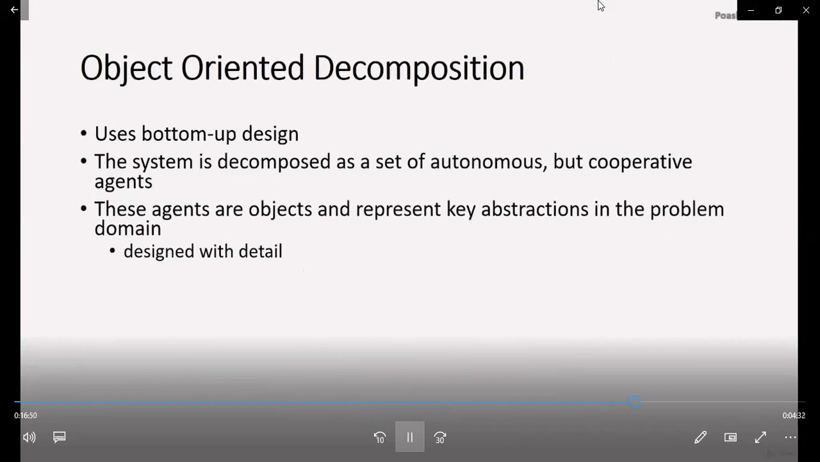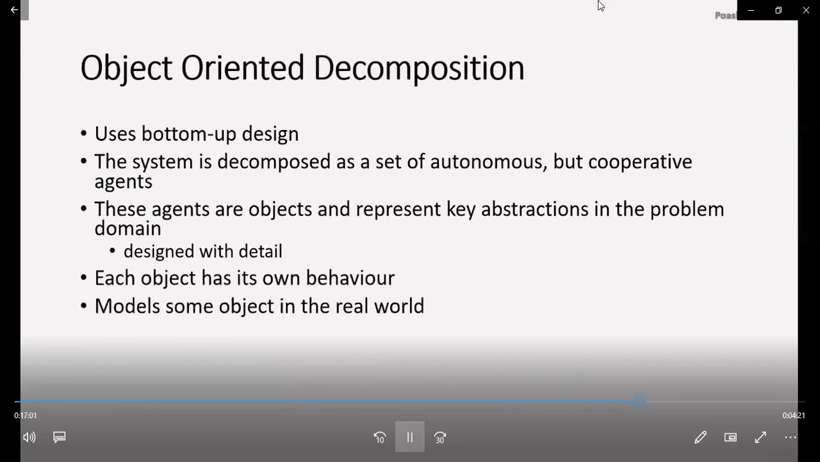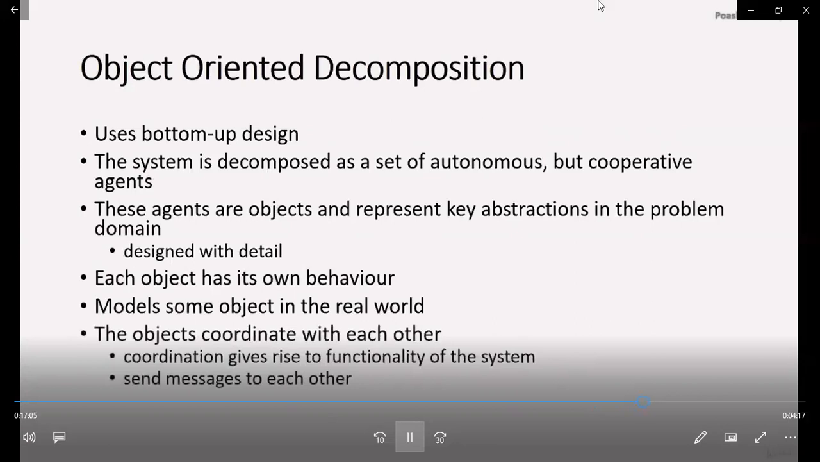Each object is designed with great detail. That means each object has its own behavior, and it will model some objects of the real world. So many such objects will coordinate with each other, and they will give rise to the functionality of the system. The coordination between the objects is performed by sending messages to each other, right?